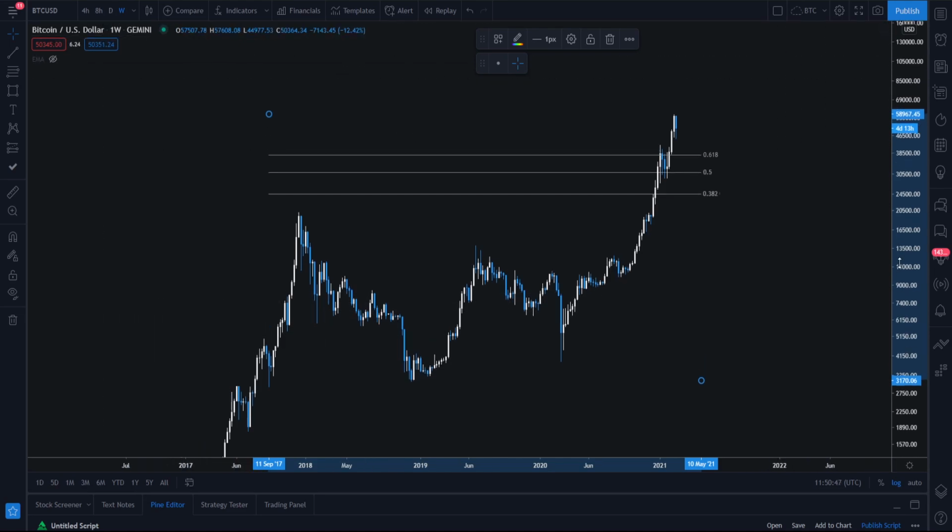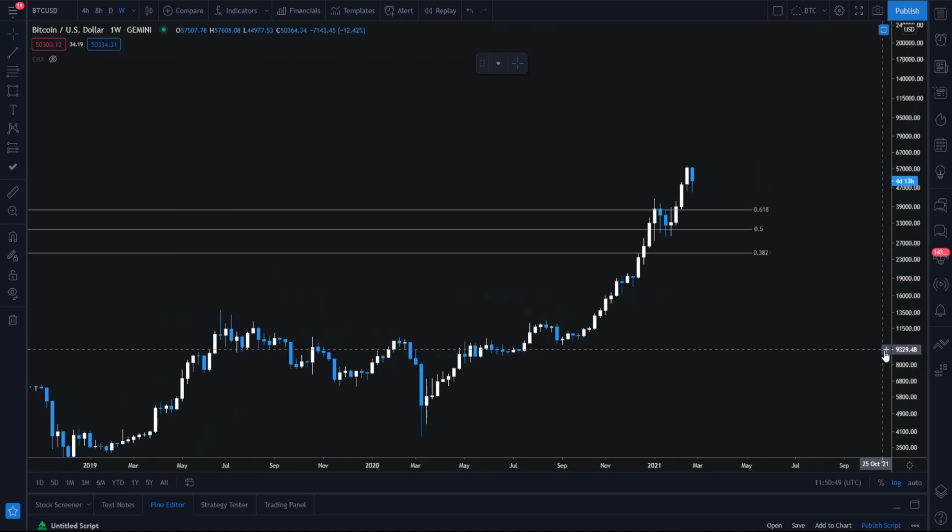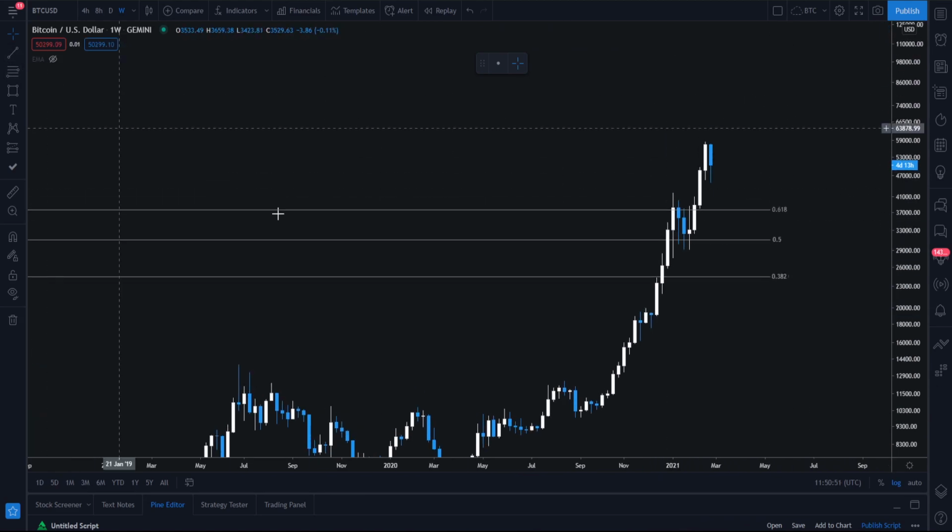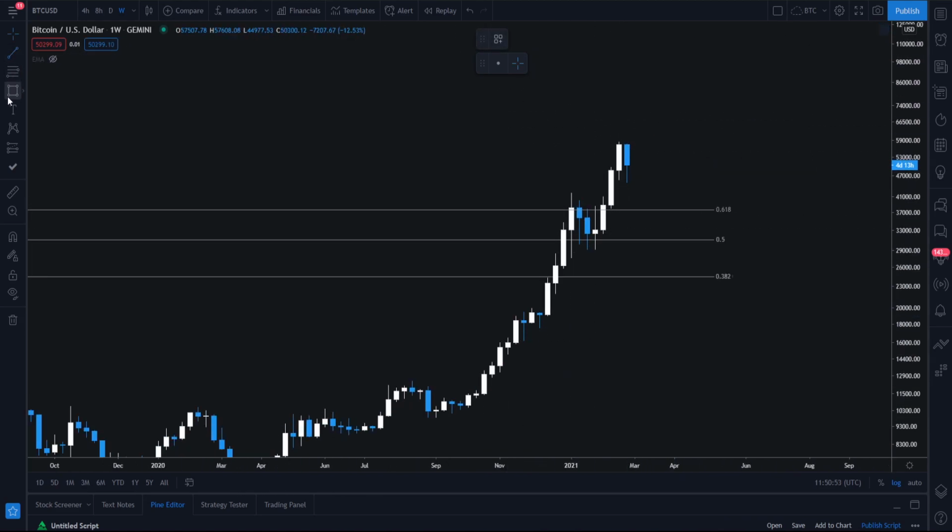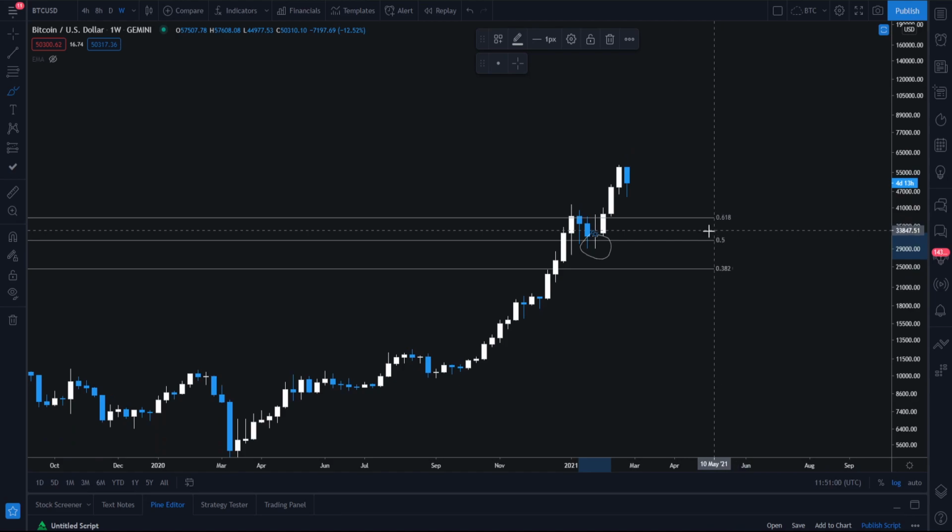And we can see once we broke out, we had a perfect retest pretty much of the 0.5 region before climbing higher.